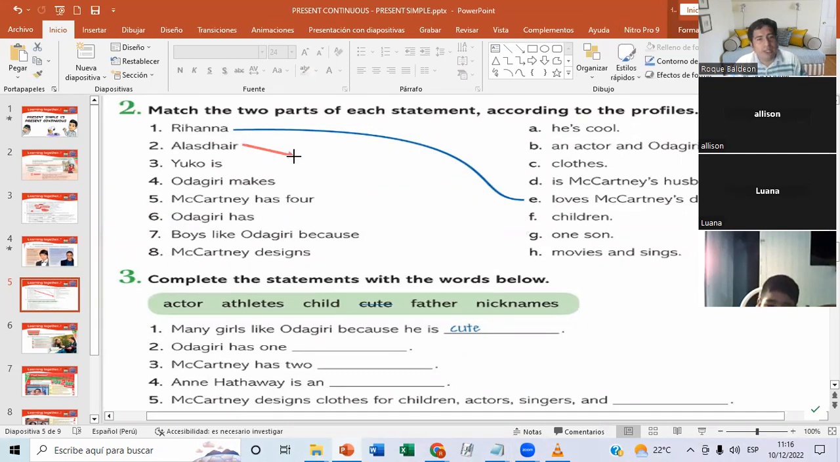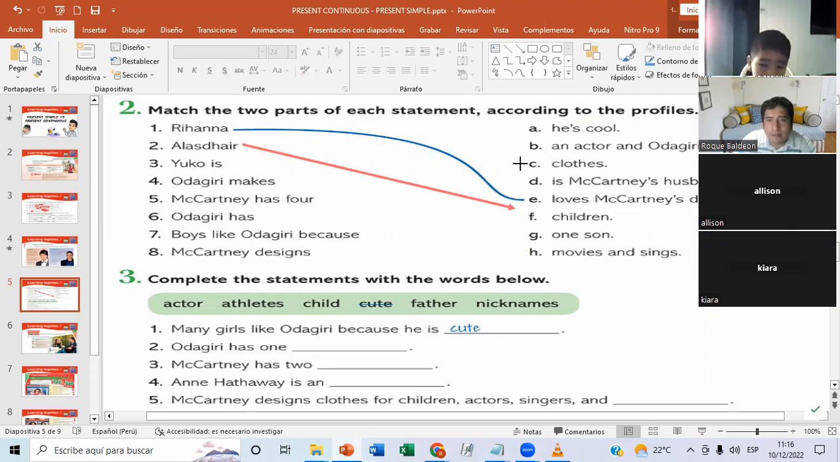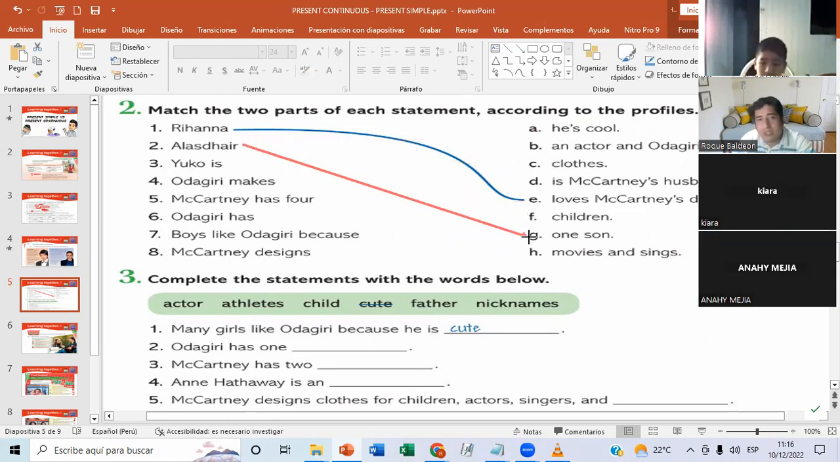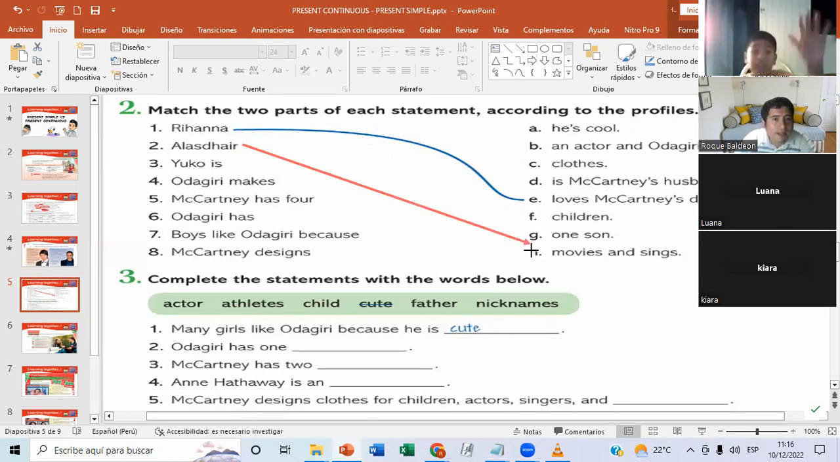Vamos a ver quién es Aldashir, please. ¿Quién recuerda quién era Aldashir? Who remembers? He's an actor, clothes, McCartney's husband, children, one son, movies, designs. Okay, Matías, tell me. Aldashir, ¿quién era? Who is he? Tell me, Matías. A song? No. He's not a song. Incluso lo mencionamos. Luana, tell me. Children? No, Aldashir no era children. No, lo mencionamos hace un instante nomás. Aldashir. Tell me, Matías.